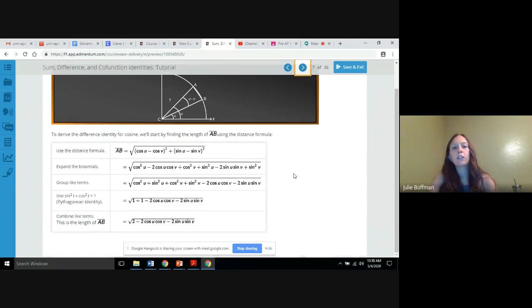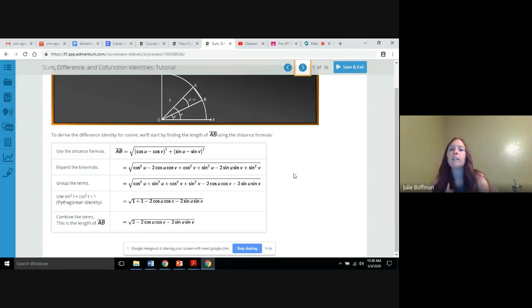Okay, so here what they're doing is they're deriving our first sum and difference identity. I'm not going to spend too much time on this because you don't need to know how to do this on your own. They're just showing it to you. They use the distance formula you learned back in geometry. When you subtract the x's squared plus subtract the y's squared, you get the distance of a line. And then they just do some algebra to simplify it.